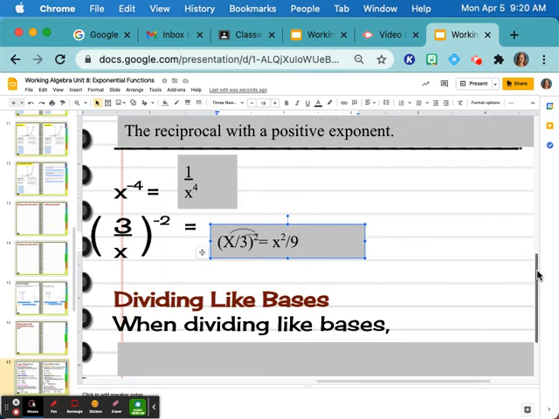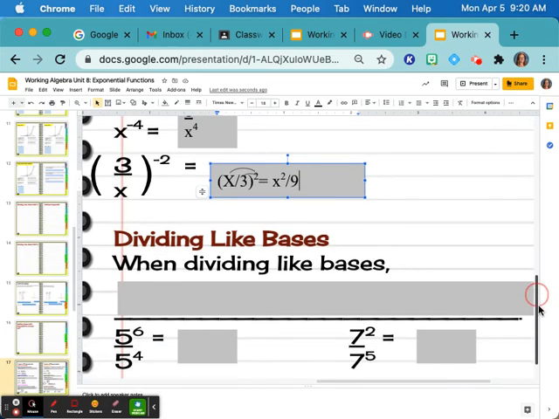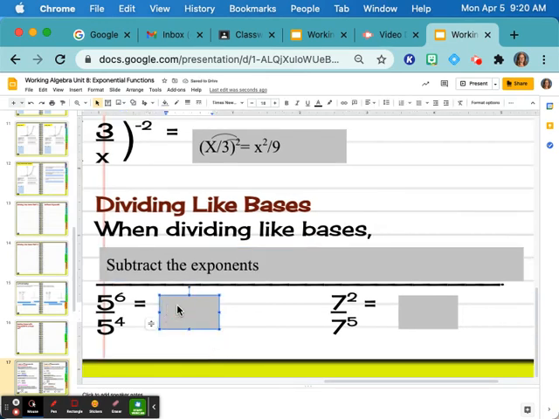Okay, last rule, dividing like bases. When dividing like bases, what do we do to the exponents? No, multiplying is add. So dividing is the opposite of add, which would be subtract. Subtract the exponents. So this would be 5, and then 6 minus 4, right? Equals 5 raised to what value?